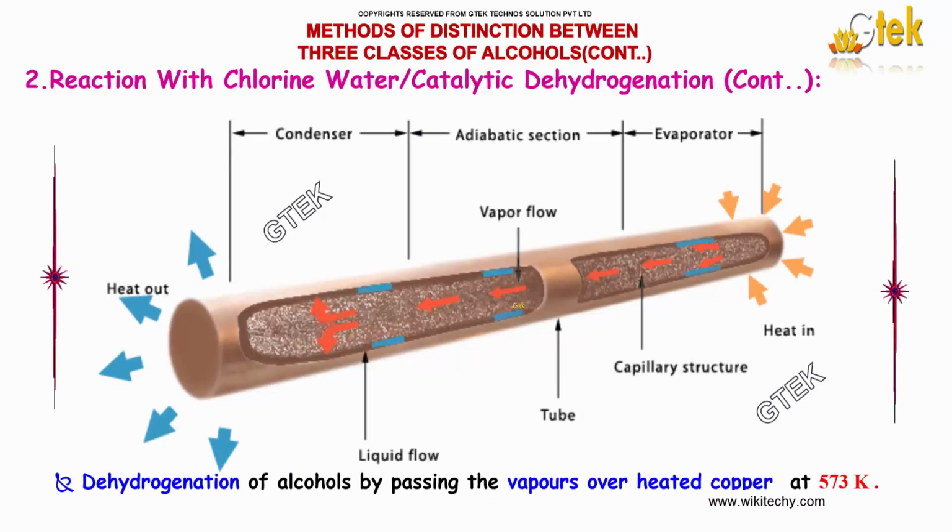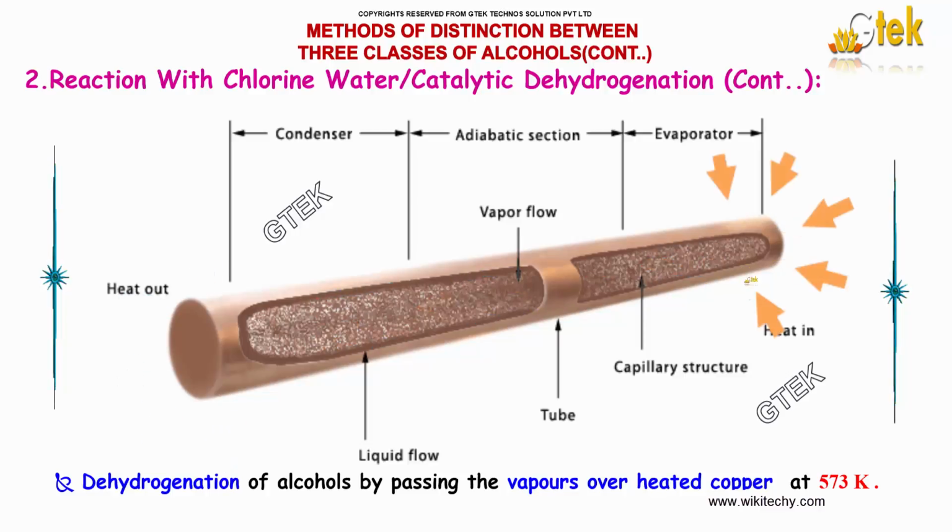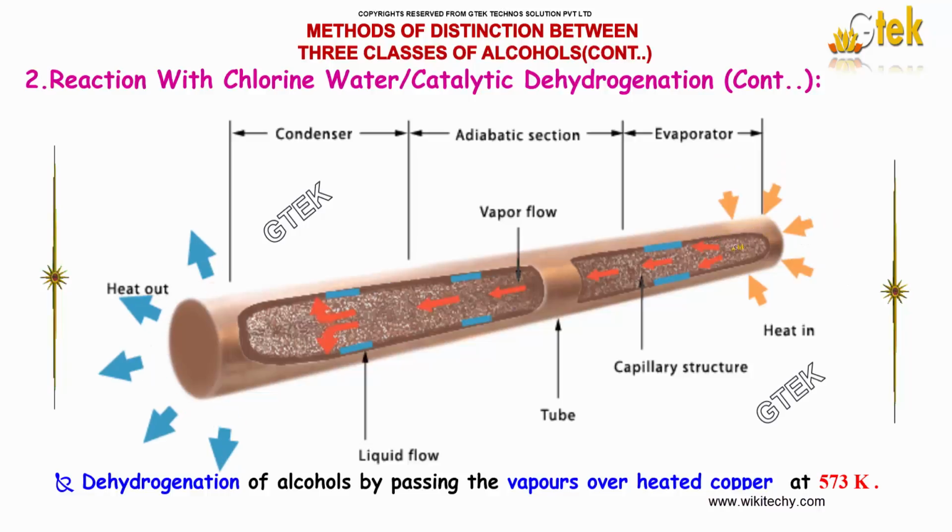Dehydrogenation of alcohols by passing the vapors over heated copper at 573 Kelvin. This is the passage for the heat to go in. The heat first entered, along with moisture, is evaporated in this evaporator region. Further on, the vapor is allowed to flow here, and this adiabatic section absorbs the heat with the passage of the capillary tube here. This allows the liquid to flow and then condenses the vapors present and lets the heat out. Thus the dehydrogenation of alcohols is carried out by passing the vapors over heated copper. These are generally conducted at temperatures of 573 Kelvin.